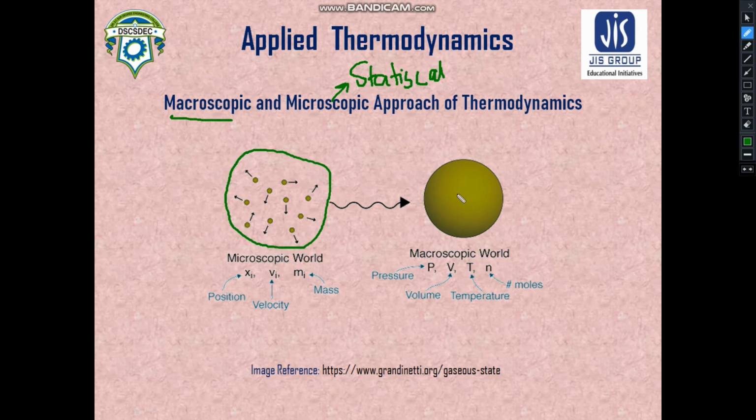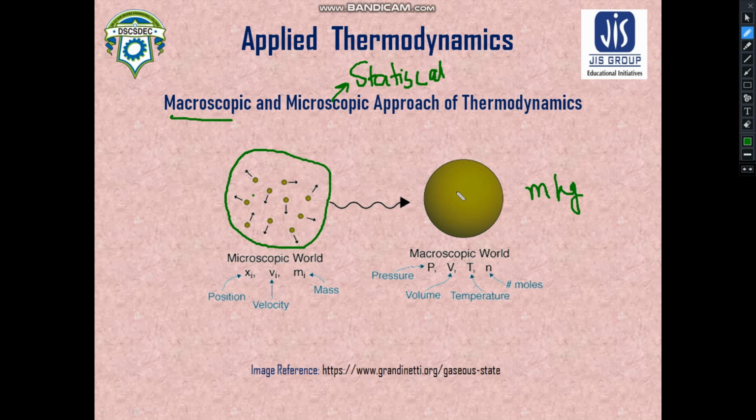Suppose this is the matter. It has a certain mass, let us say m kg, and this matter is composed of numerous molecules. So these are the individual molecules which we are observing here, and this is the totality of those molecules. We are observing it as a certain matter.